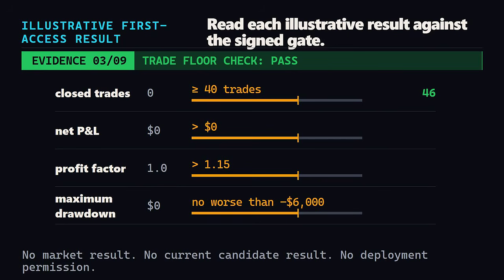What did that pass support? Only this. The frozen candidate met the frozen rule on one previously unseen sample. It did not prove the edge will persist, that the research search avoided selection bias, that fills and costs will match live trading, or that the strategy has enough capacity. It also did not authorize deployment. One fresh test is meaningful because its claim stays narrow.